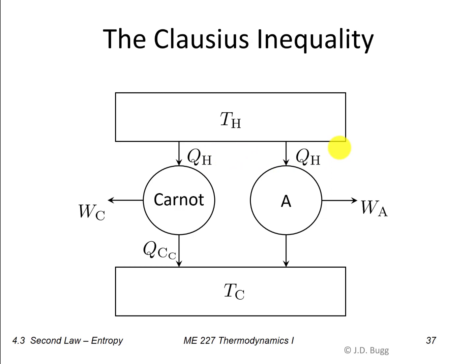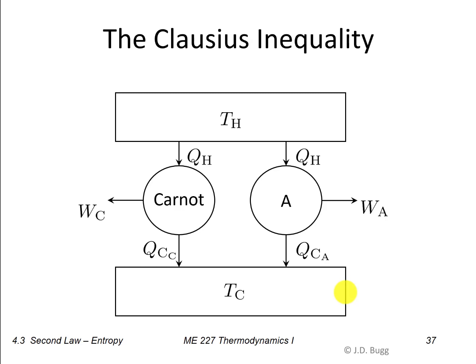The work produced by cycle A will be different than the work produced by the Carnot cycle. So we call that W sub A to remind ourselves we're talking about this cycle. And also the amount of heat rejected to the cold reservoir will be different. So QC, because we're talking about the heat rejected to the cold reservoir, but the second subscript is A because we're talking about cycle A. So this is the scenario we want to look at, comparing Carnot cycle to cycle A.